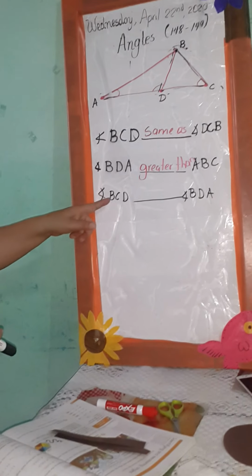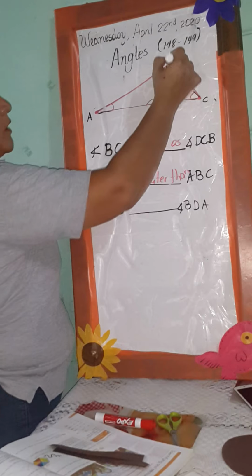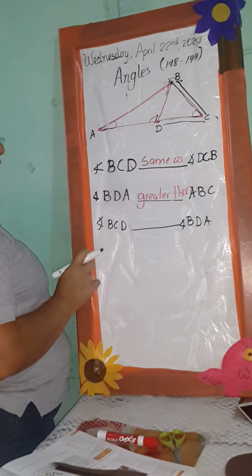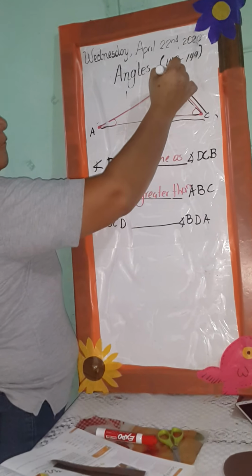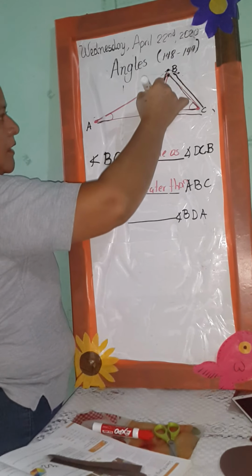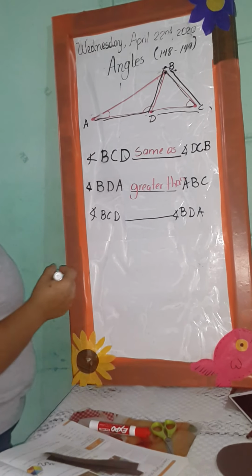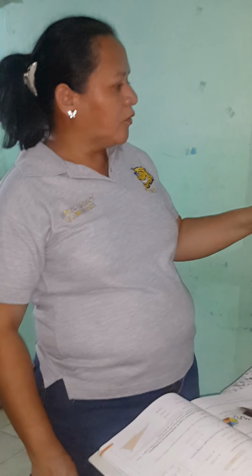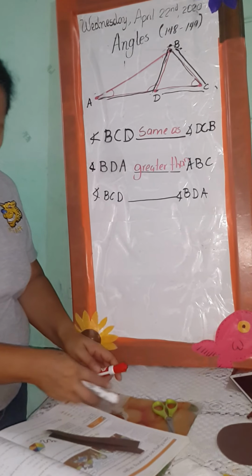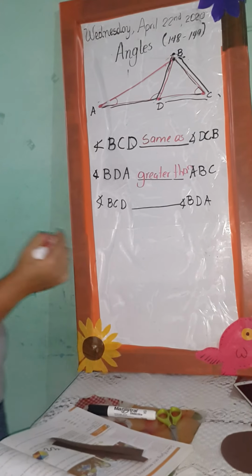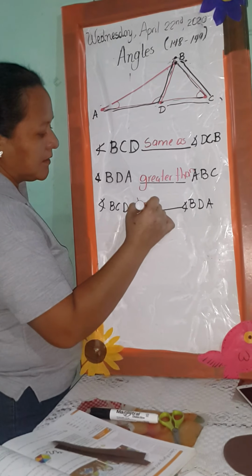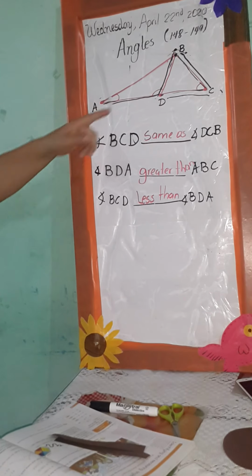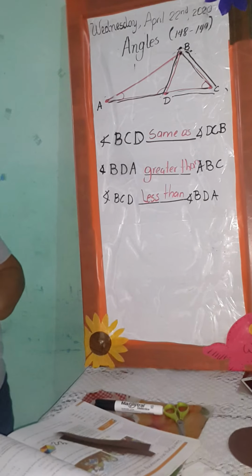Listen. BCD. I'm starting from here. B, C, D. This is the first angle. The second angle, BDA. B, D, and A. Which angle is greater or less than? This one is greater or less than? What do you think? Yes, this is less than BDA. So this one is less than BDA.